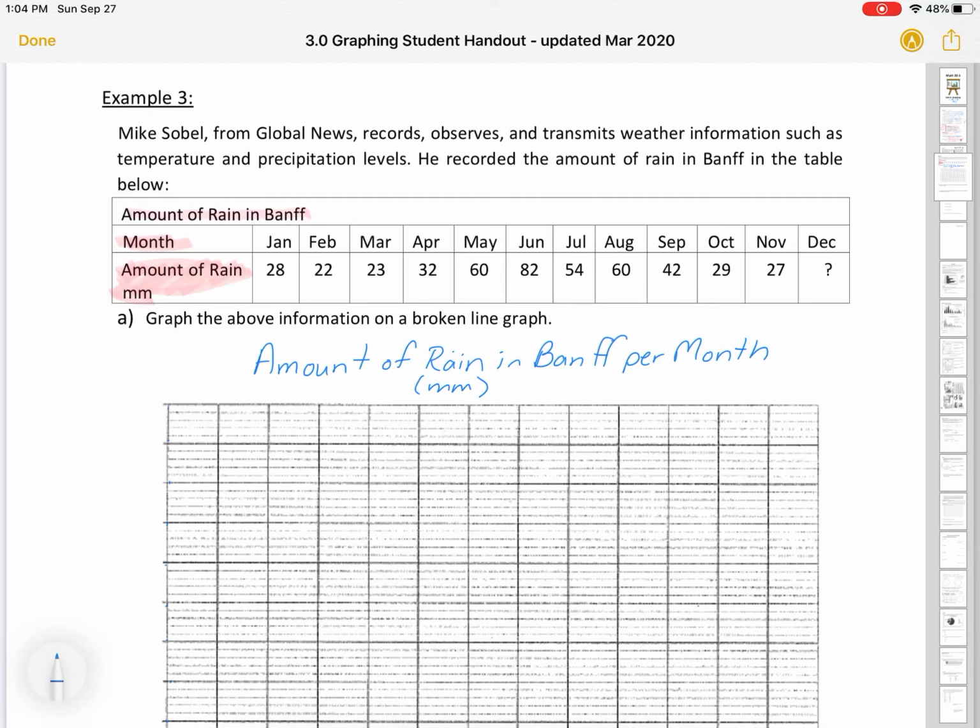And I'm just going to put millimeters here. I know I'm going to put it on the sidebar as well. Now looking at our month is going to be our independent variable and our amount of rain is our dependent. Remember, it's a measure of time. So if you have a measure of time, it's always going to be your independent variable. So it will be on the x-axis.